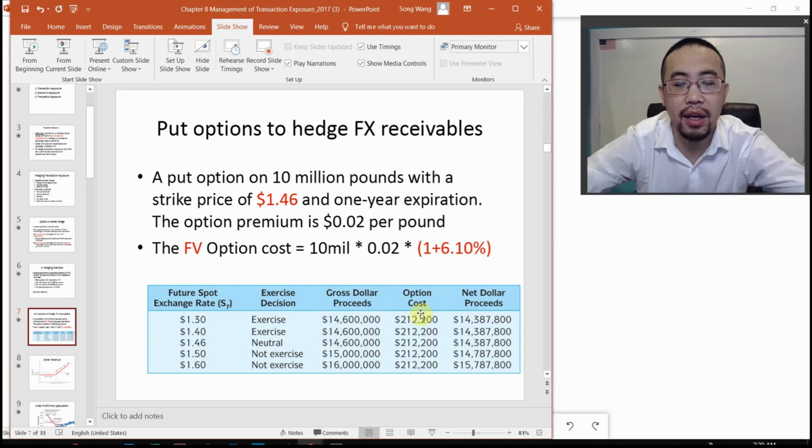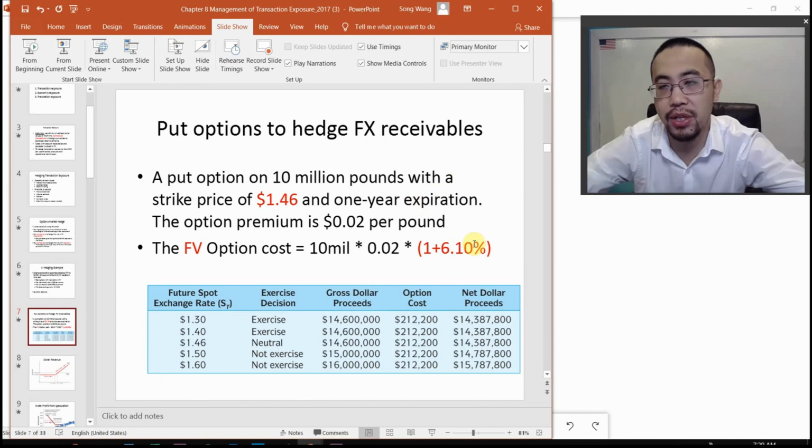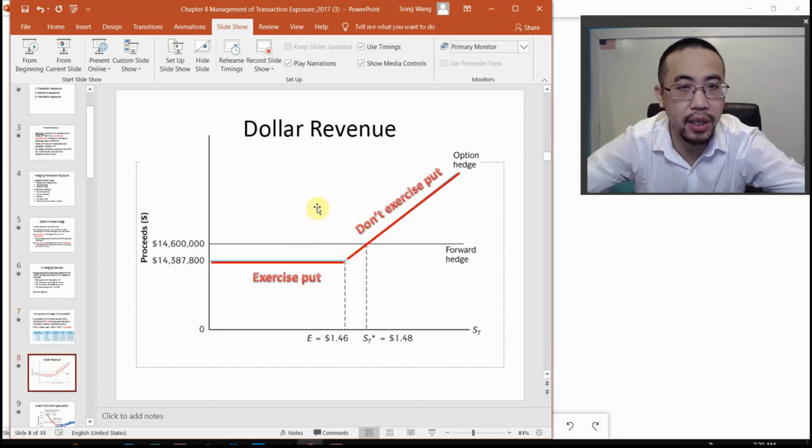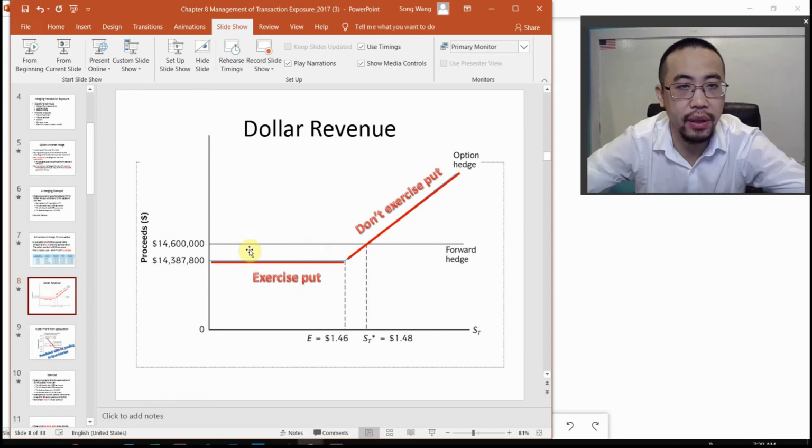And if you calculate the option cost, which is from the premium, it should be the future value of the option cost, because we're talking about the payment 1 year later. But if you buy the options, you're going to pay the money now. So you really have to consider the time value of money by compounding the money you paid right now for the option into a future value. And you're going to use the US interest rate, of course, to do the compounding. Okay, so this is your dollar revenue.